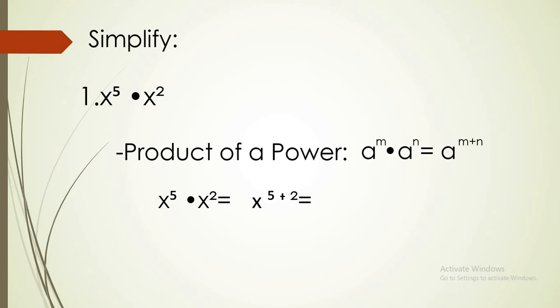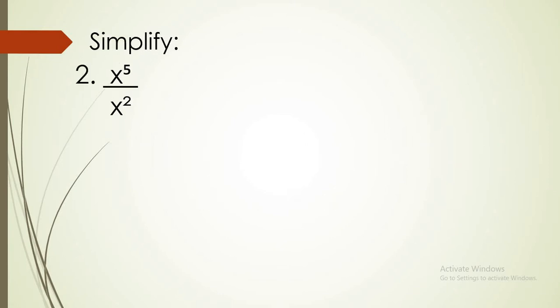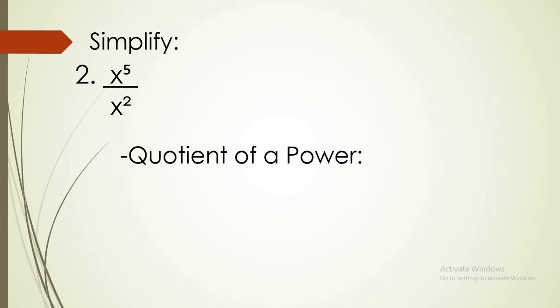Okay, so we will add the two exponents, which are 5 and 2. So the result is x raised to 7. Next example here is x raised to 5 over x raised to 2. So we can use the quotient of a power, where a raised to m over a raised to n is equal to a raised to m minus n, where a is our x and m is 5 and n is 2.